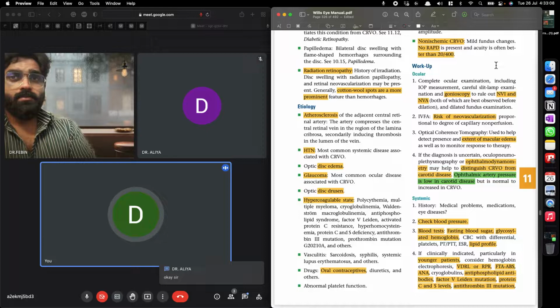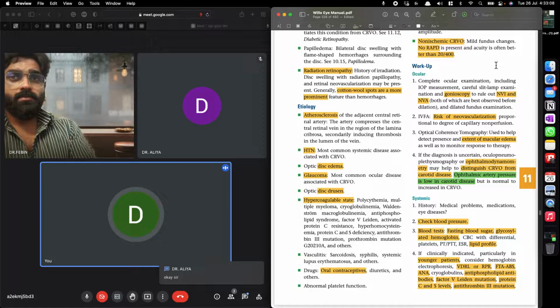What else can you do? You can also perform some systemic investigations: fasting blood glucose, BP, check the pressure. If it's a younger patient, like I told you, always think about the etiology. If it's a younger patient, it is always a hypercoagulable state or autoimmune diseases. So autoimmune disease means what should you always test for?